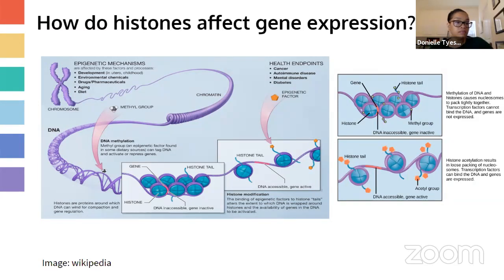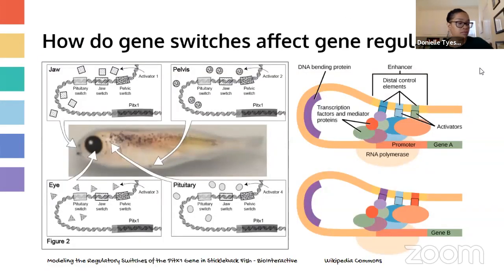Yeah. Okay. All right. Another big method of gene regulation is gene switches. Now, this is specific to eukaryotes. Gene regulation in prokaryotes is going to happen through operons. So that's an important point to make note of.